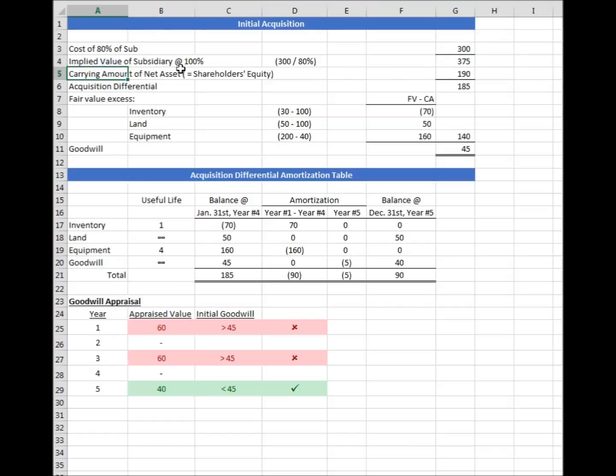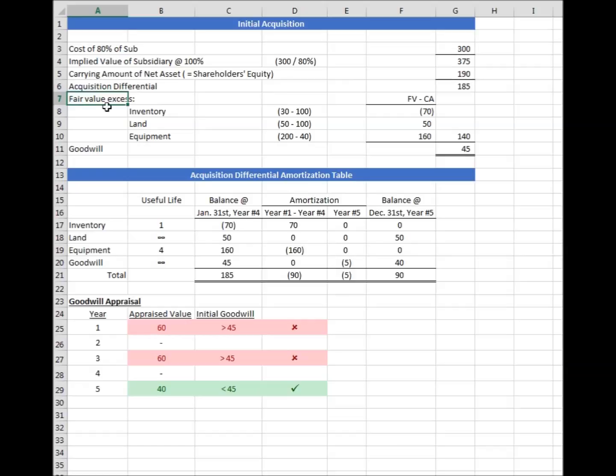So the carrying amount of net assets, once again, I'm sure you guys are familiar with that, it's equal to shareholders' equity, so we subtract 190, which is provided in the problem, to get an acquisition differential of $185. So that's a piece of cake.